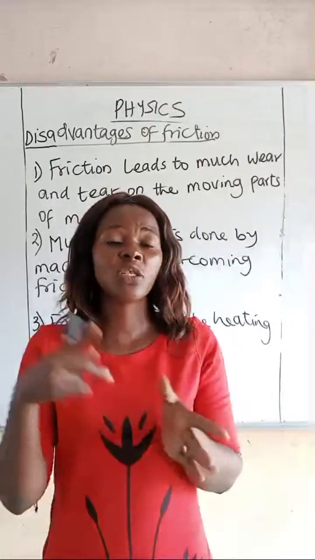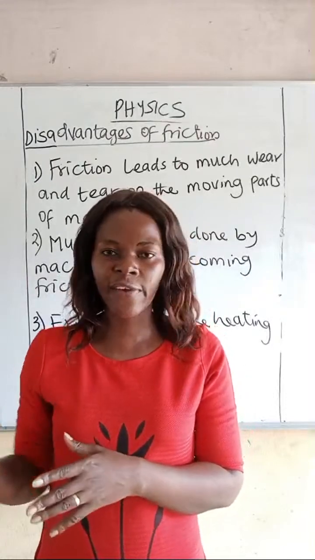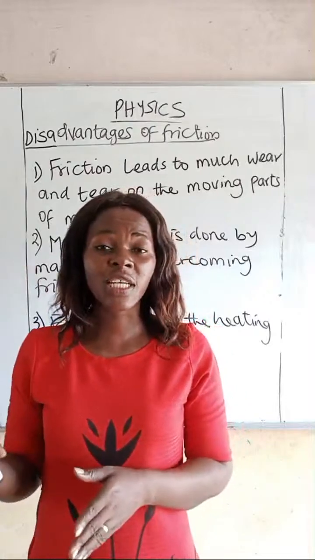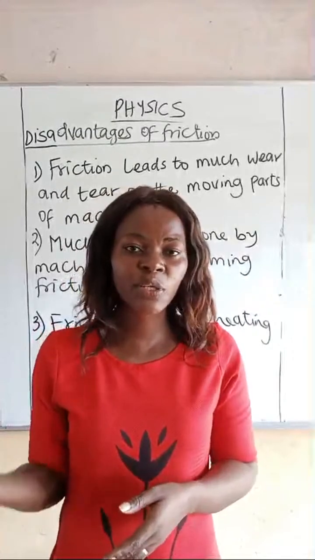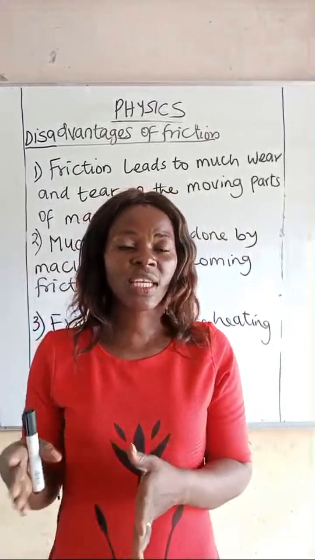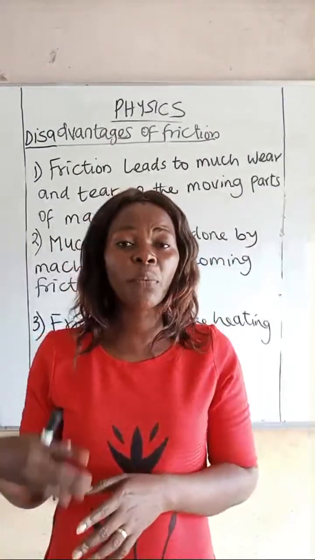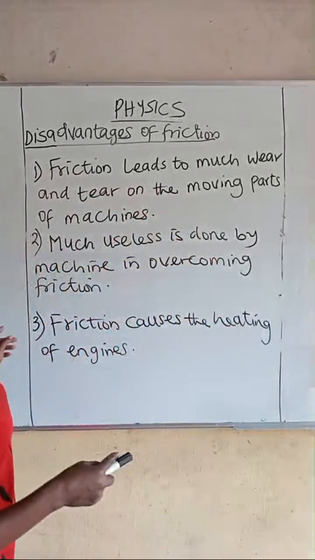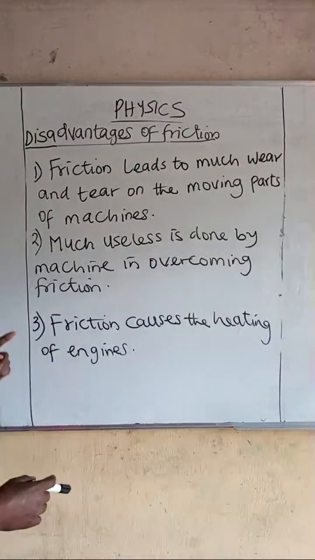So the friction in the moving parts of the machine causes wear and tear, and that is why there is need for us to reduce the friction before we can work effectively. And because of friction, the efficiency of a workable machine cannot be 100 percent because of the work done against friction. So we need to reduce the effect of friction in any machine before we can work effectively.